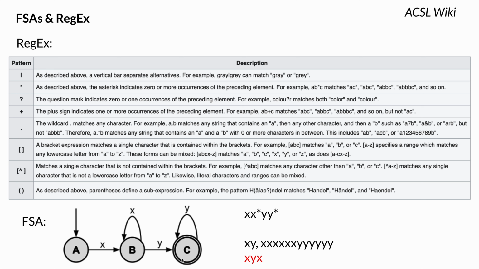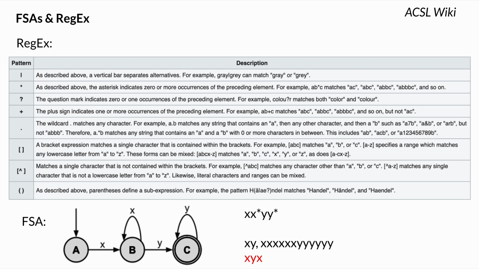So XY and then XXXXX, Y, Y, Y, Y, Y are two possible expressions that this could result in. Granted, this could result in an infinite amount of expressions because we could have an infinite amount of X's or Y's, but notice how we always must have a Y after the X.